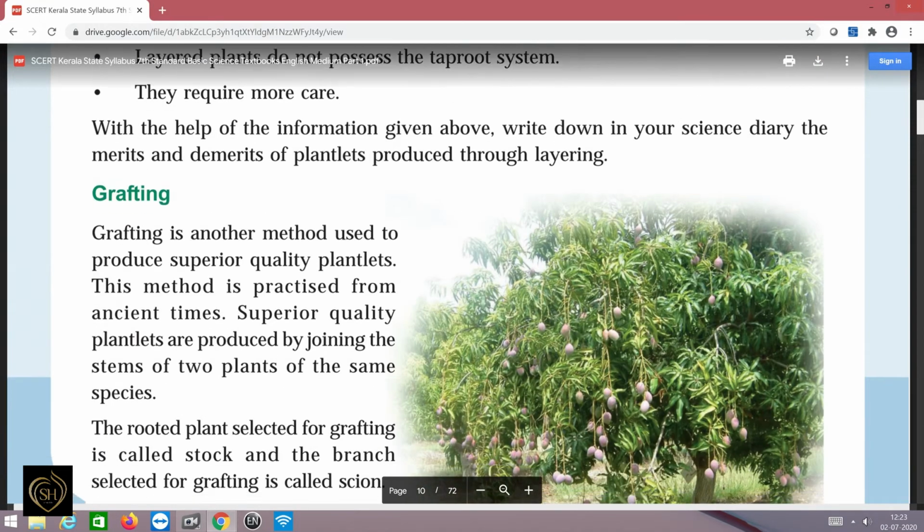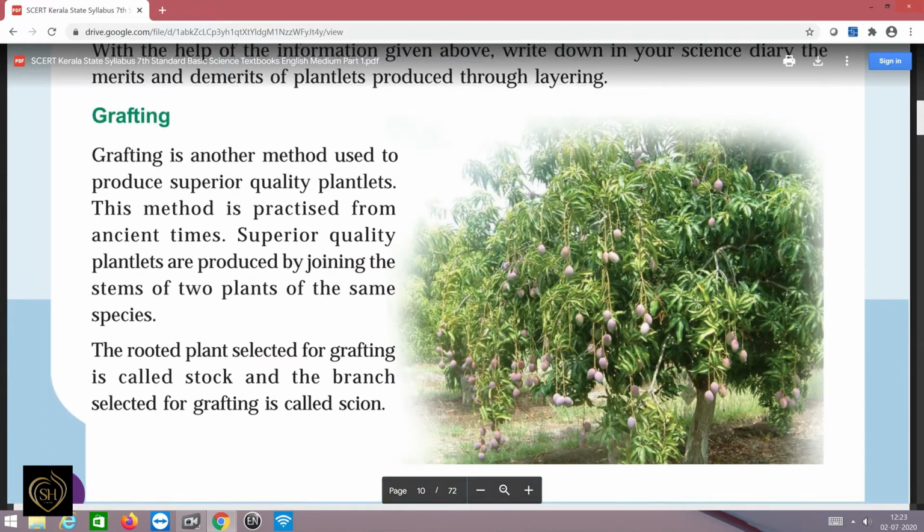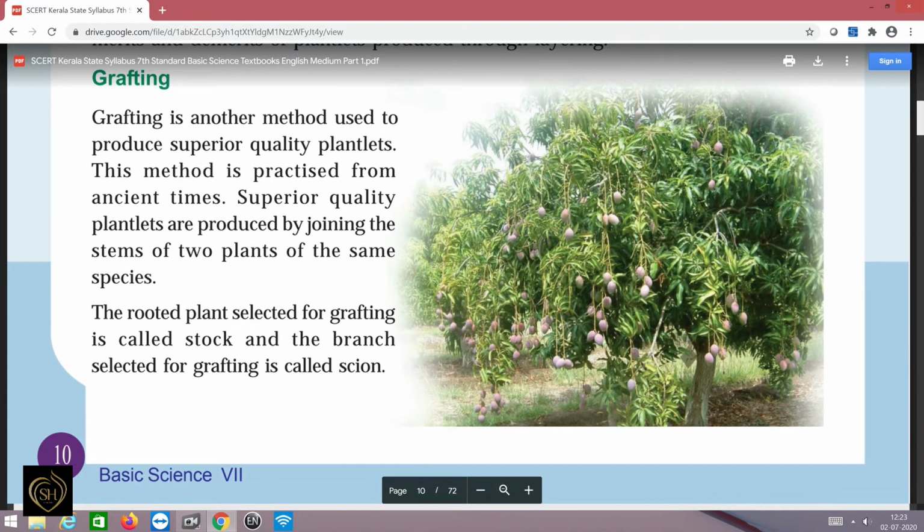Now we are going to study another method, that is grafting. Did you hear about grafting? Most of you have heard about grafting. Grafting is another method used to produce superior quality plantlets. If you want superior quality plants, we can apply grafting. This method has been practiced since ancient times. Our ancestors also practiced this method.